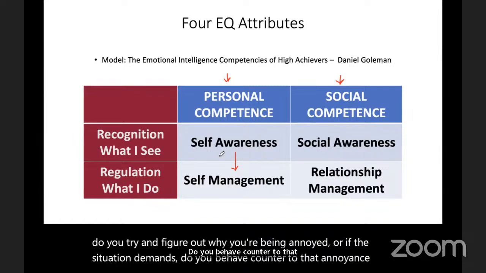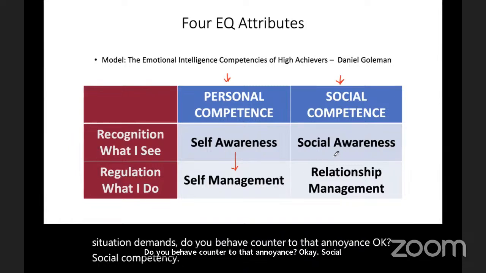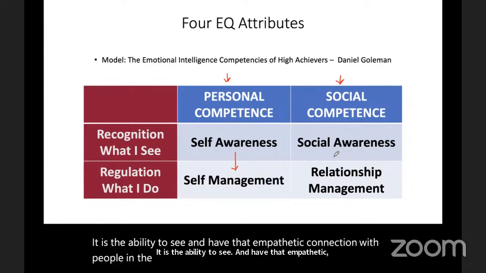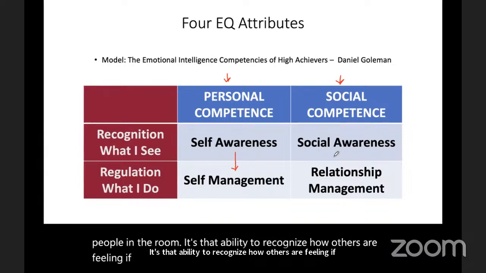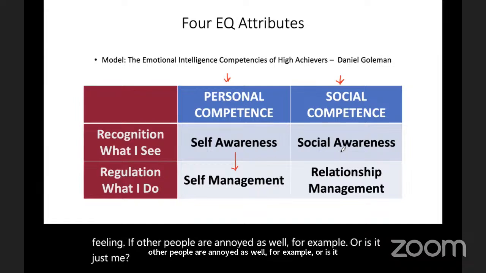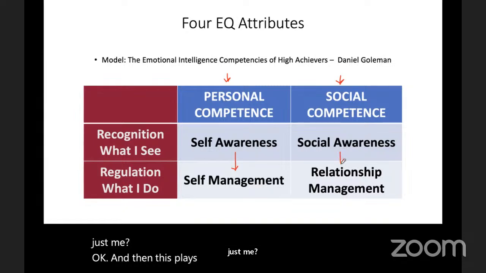Okay. Social competency is social awareness. It is the ability to see and have that empathetic connection with people in the room. It's that ability to recognize how others are feeling, if other people are annoyed as well, for example, or is it just me? Okay. And then this plays into relationship management.